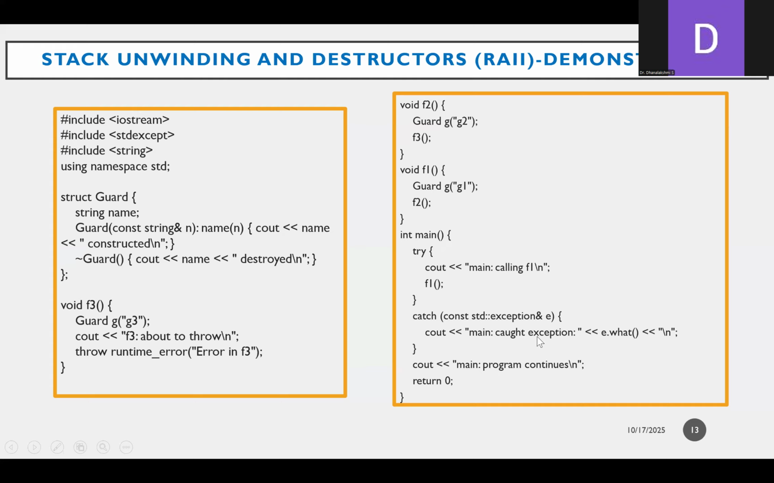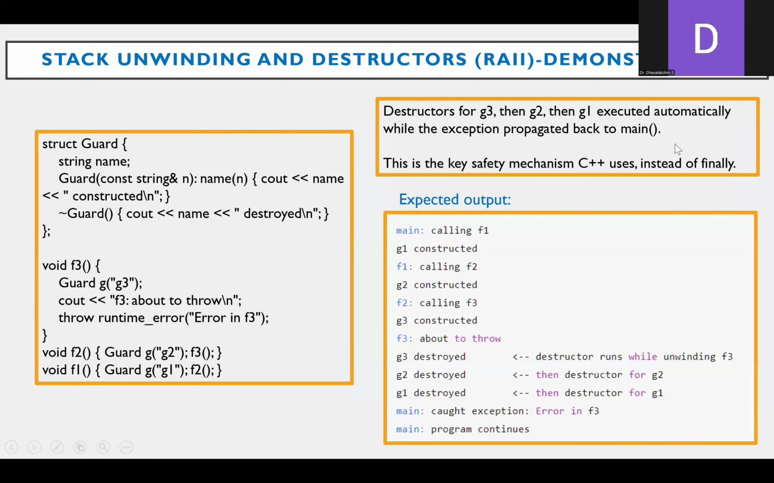Now in the main, here we have given catch const std::exception& e. This handles the exception. Only after all the relevant destructors have run does the catch block execute. The catch can print the message, that is "caught exception in main", and what is there is "error in F3", which will be printed. So the program continues after the catch. Here you can see the output in the same order: the destructors for G3, then G2, then G1 are executed automatically while the exception propagates back to the main.